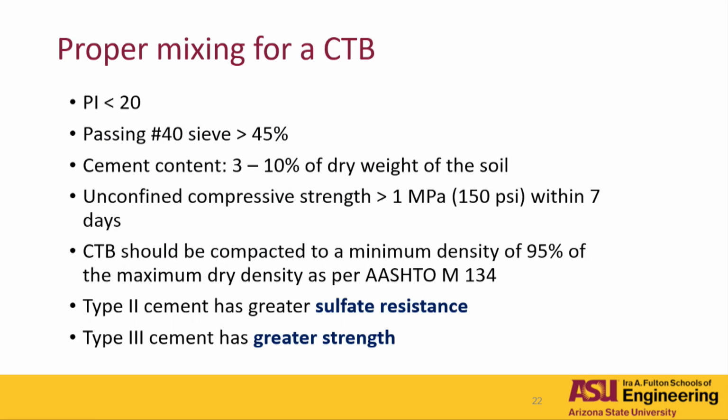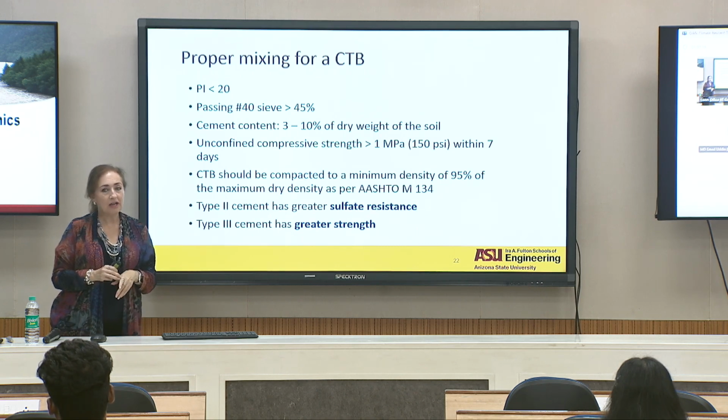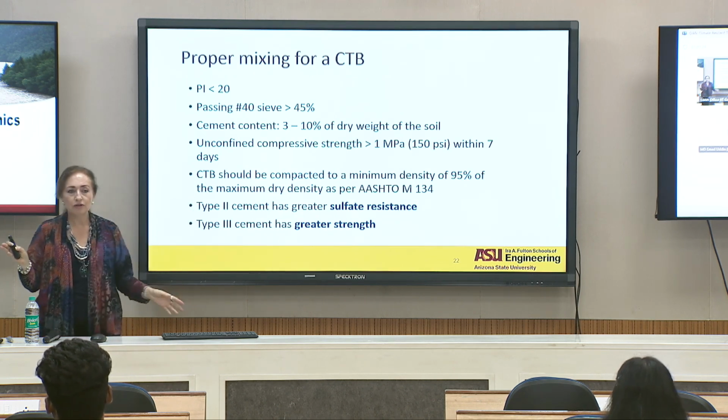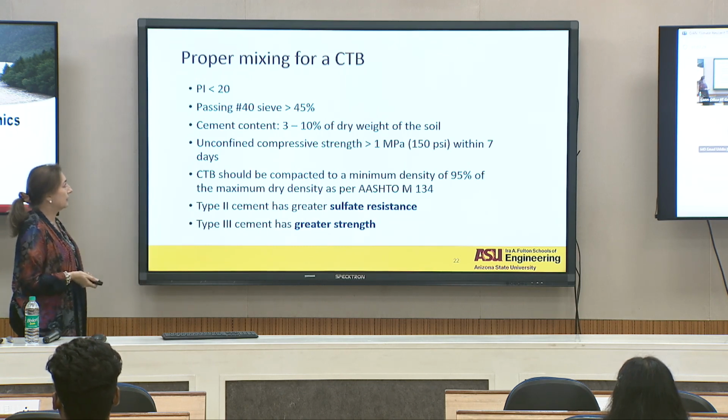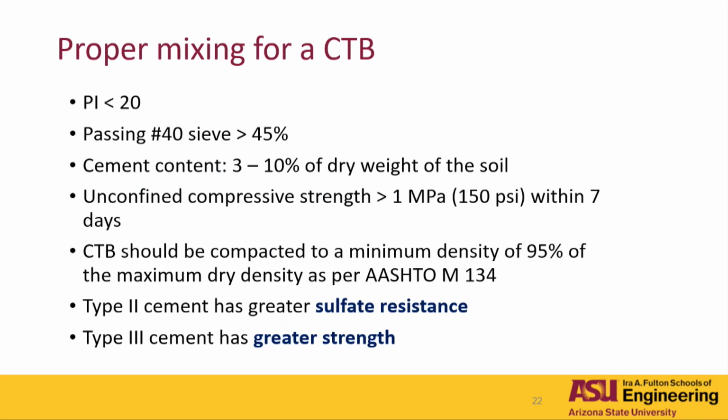These are the proper mixing considerations for a CTB, or cement treated base. I'm just putting here some of the considerations for you. The PI should not be high, it should be on the low side if you want to use that on expansive soils. Again, the king methodology or mixture we put is lime, but we also have people putting cement on that, right? So use it if your PI is less than 20, and if the passing number 40 is greater than 45, this is what the ASTM standard says. The cement content should be somewhere between 3 and 10% of the dry weight of the soil.